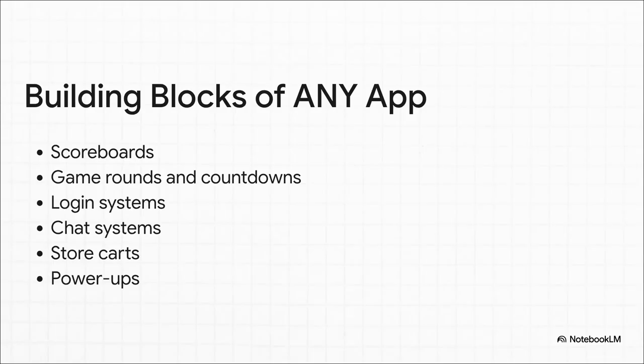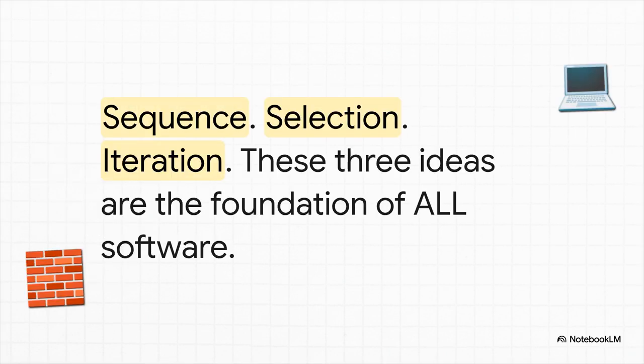That's really because when you mix and match these 3 ingredients in clever ways, you get all the stuff we use every day. Scoreboards, login systems, chat features, shopping carts, power-ups, all of it is just a combination of these same three ideas. So that's the big secret. Sequence, selection, iteration. Order, choices, and repetition. It's not 1,000 complicated rules. It's just these three powerful concepts that are the bedrock of literally all software.